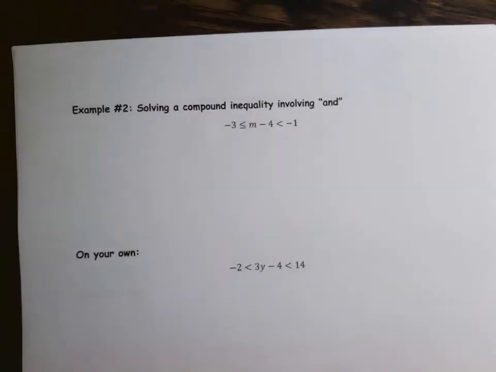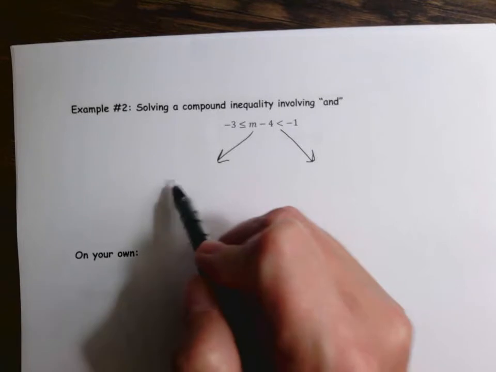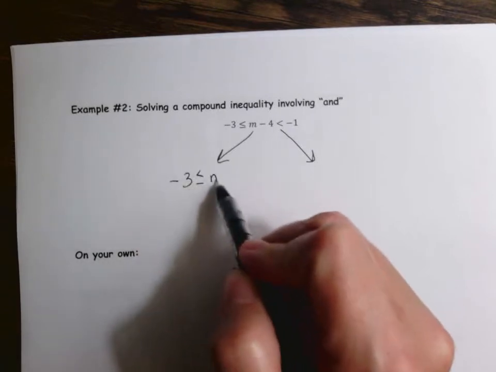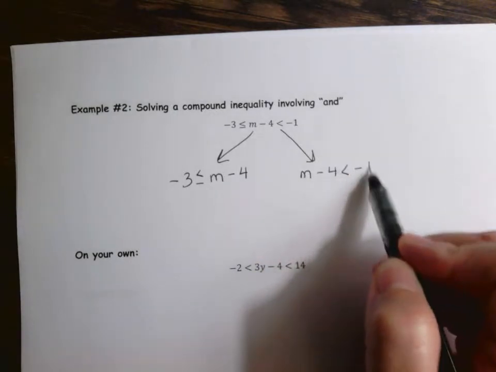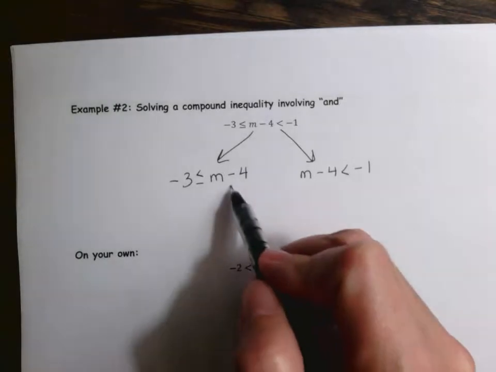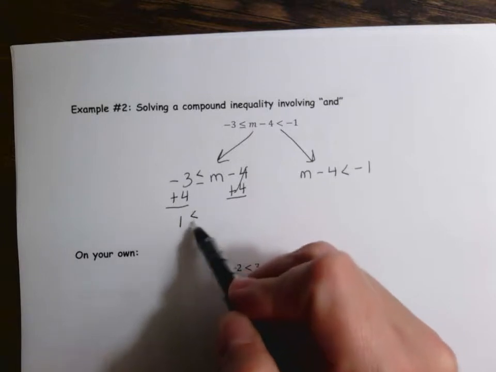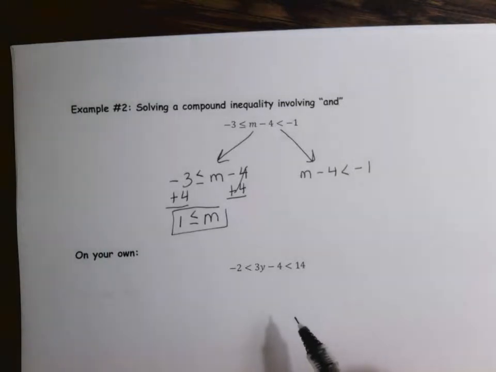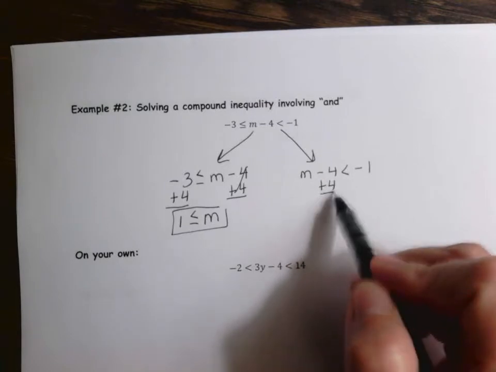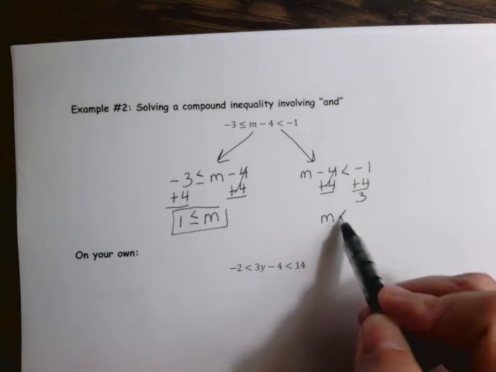So solve it one side at a time because it can get pretty tricky as the math gets a little bit more complicated. So we're going to solve that side and then we're going to solve this side. So this side ends up being 1 is less than or equal to m, and just leave it like that for a second and watch what happens. And this side ends up being m is less than 3.